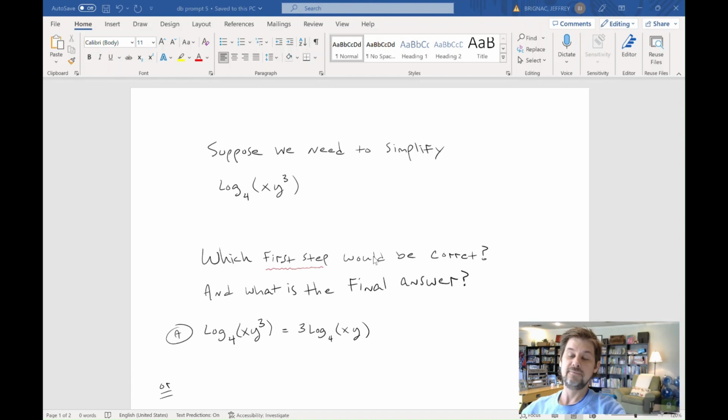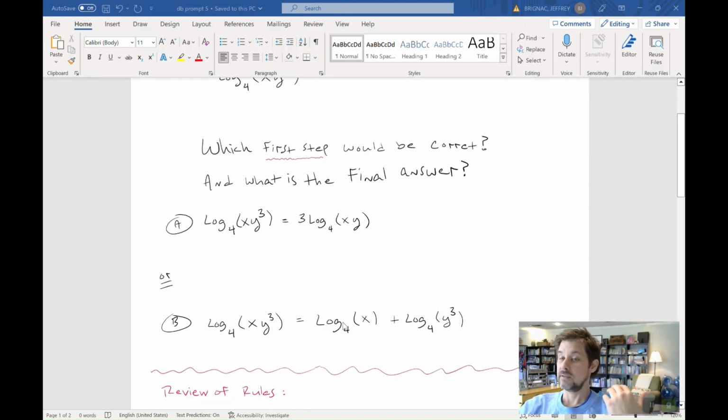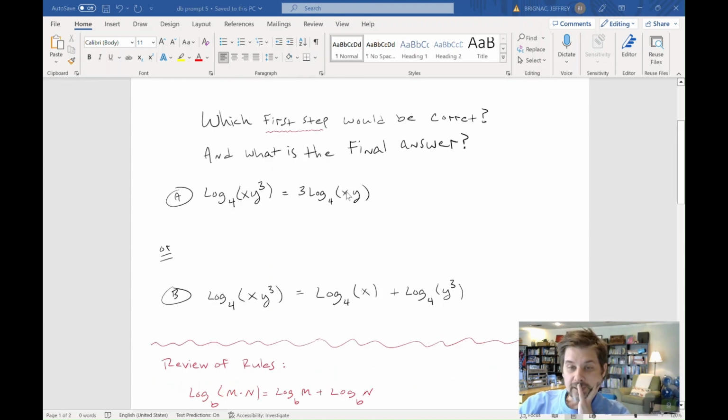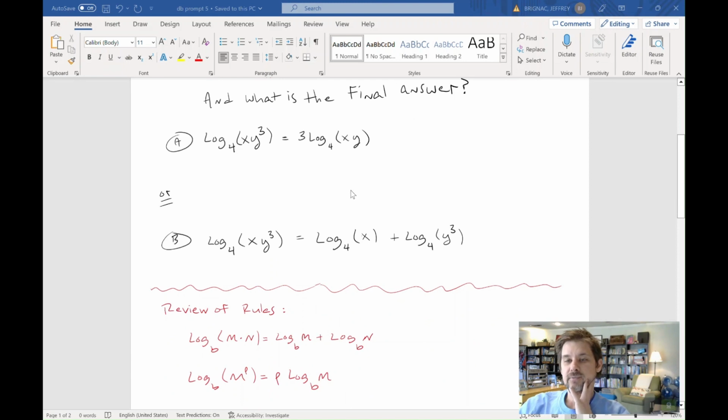Okay, everybody, here's my follow-up to my prompt where I asked you that if we needed to simplify something like this right here, how should we proceed? Meaning, which one of these has a correct first step, and then can we finish this off into the final answer? My thinking was that either of these might seem reasonable, and one of them is a mistake, but they each reflect the use of these rules: for logarithms, multiplication here amounts to addition out there, and if we have an exponent or a power, we could move it out front.